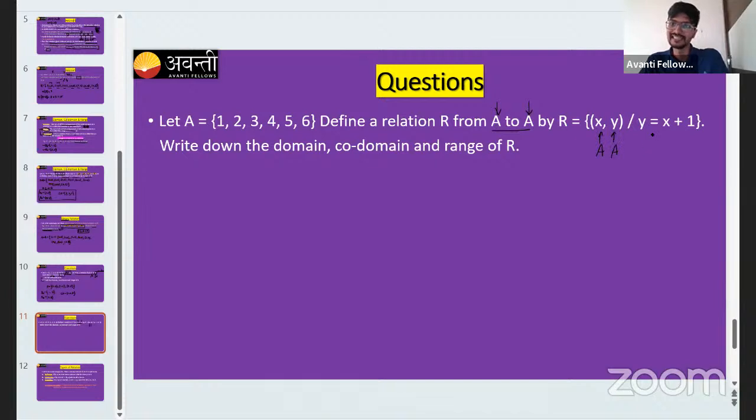So that to satisfy this condition, y should be equal to x plus 1. And again, we have to write the domain, codomain, and range of relation x comma y. How do I read this? I read it as y should be equal to x plus 1. Means if I add 1 to x, I should get y. So if I take x as 1, if I add 1 to 1, I should get y. So I'll get 2. So 1 comma 2 is valid.